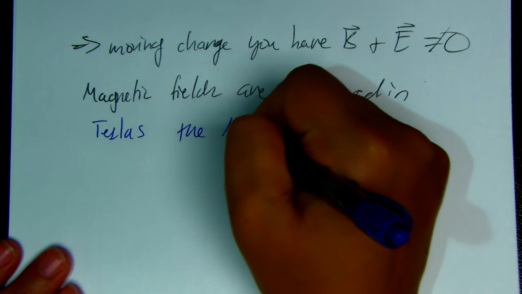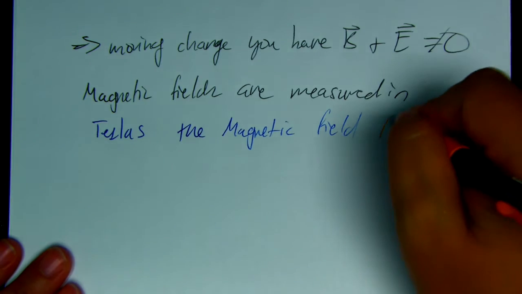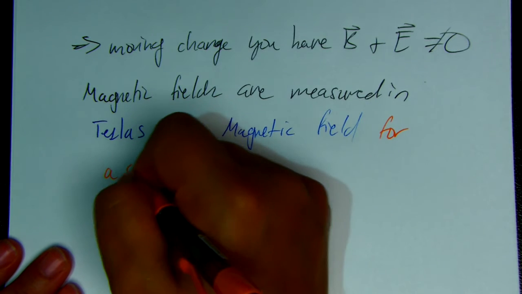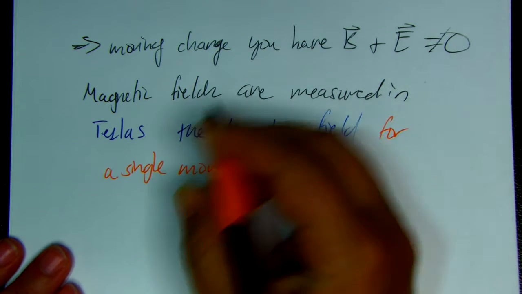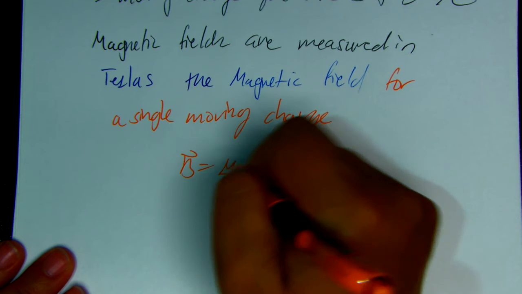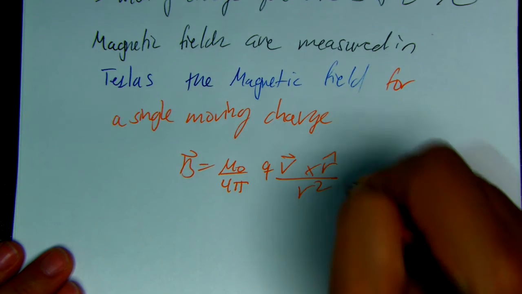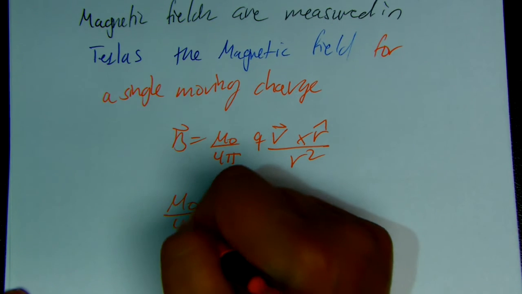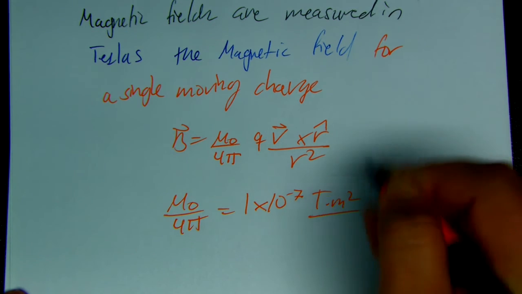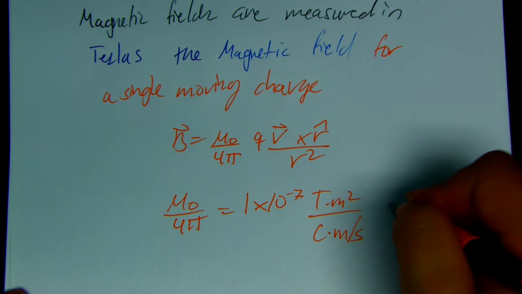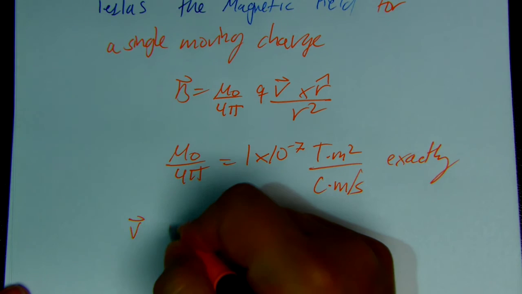And the magnetic field for a single moving charge, we have B is equal to mu naught over 4 pi q v bar times r hat over r squared. Mu naught over 4 pi is a constant. It's equal to 1 times 10 to the minus 7 Tesla meters squared over Coulomb meters per second. Exactly, it is not an approximation. v is the velocity of the point charge.